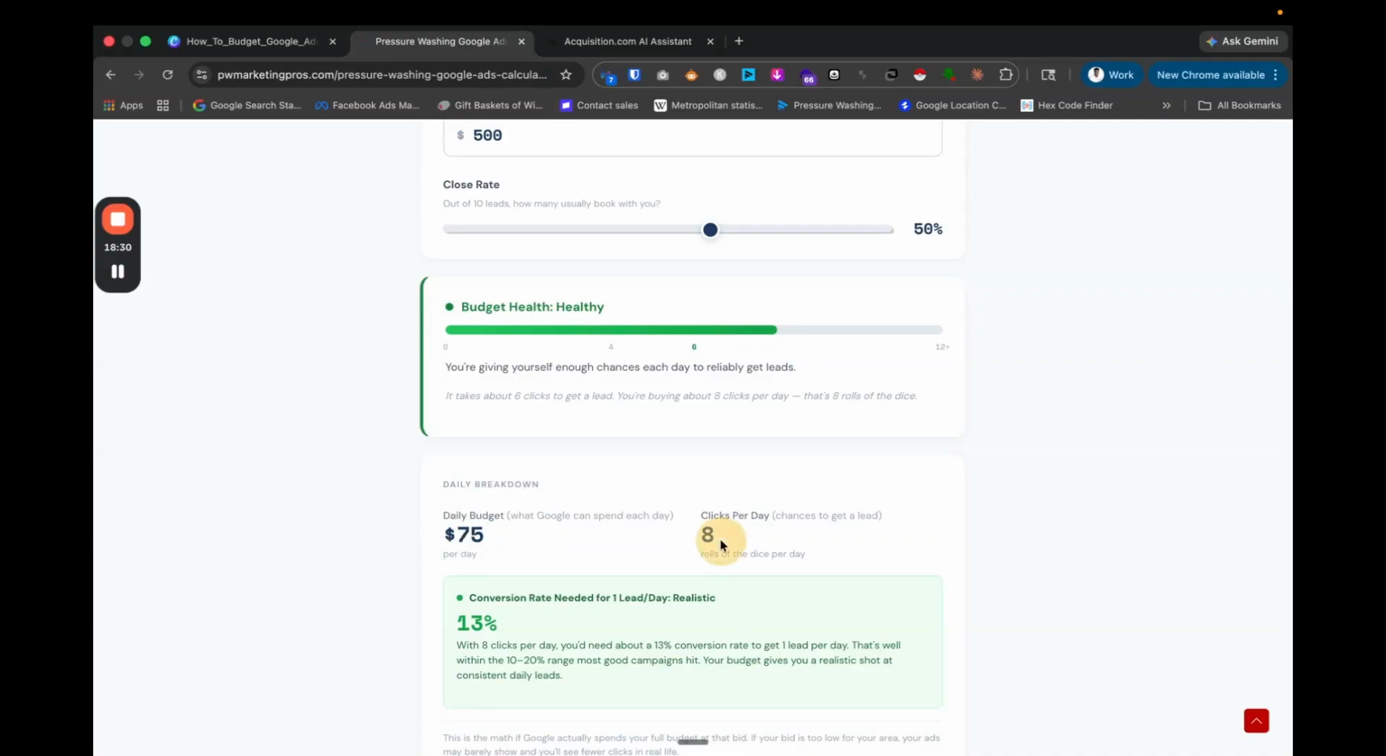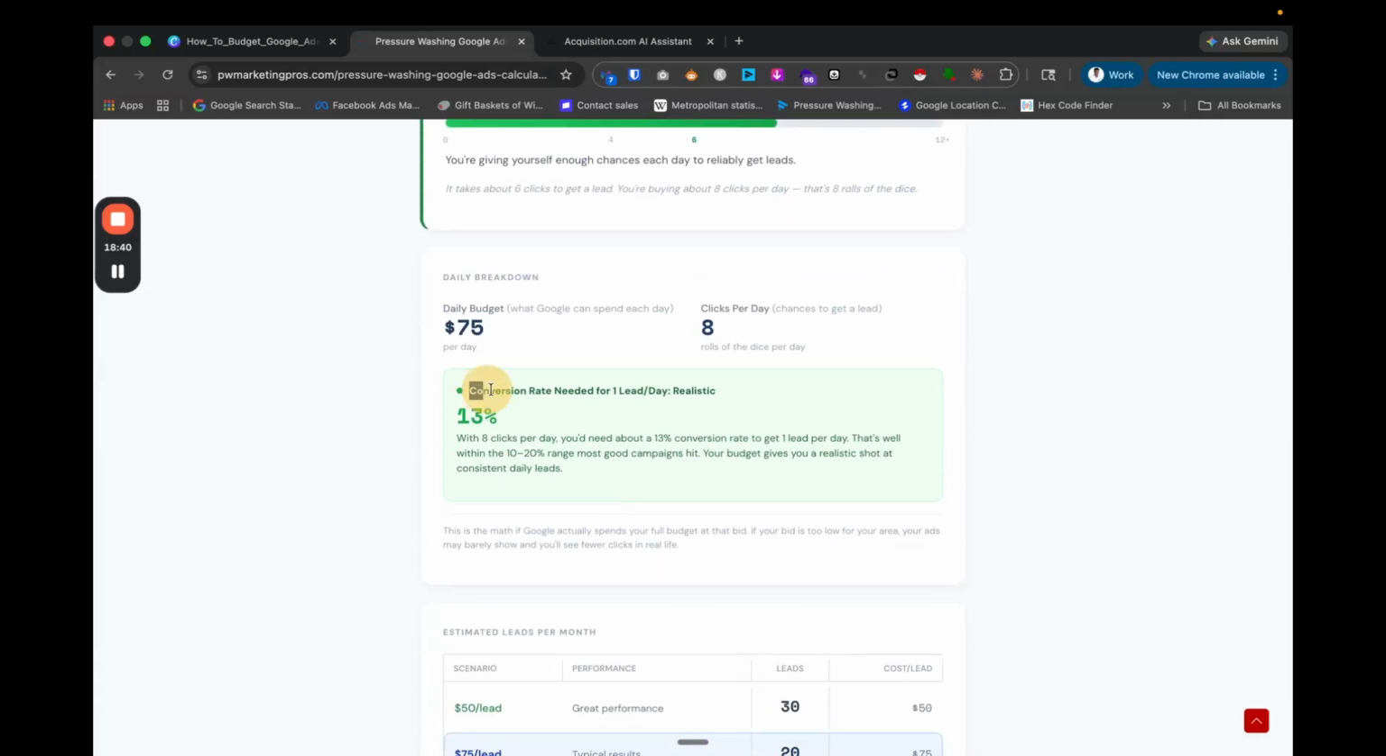And so you're going to be able to get at least 8 clicks per day. So it tells you how many clicks you're able to get, even right here, if your budget's healthy or not. And then it's even going to tell you the conversion rate needed for at least 1 lead a day. And it's realistic because with 8 clicks per day, you need about a 13% conversion rate to get at least 1 lead a day. And that's well within the 10 to 20% range that most good campaigns hit. And so this is a realistic range.